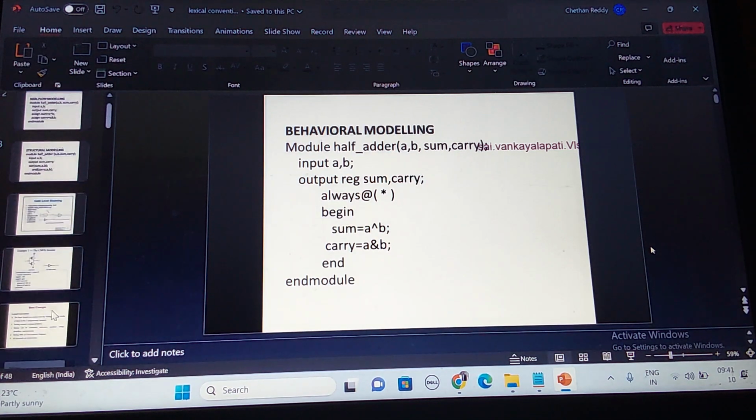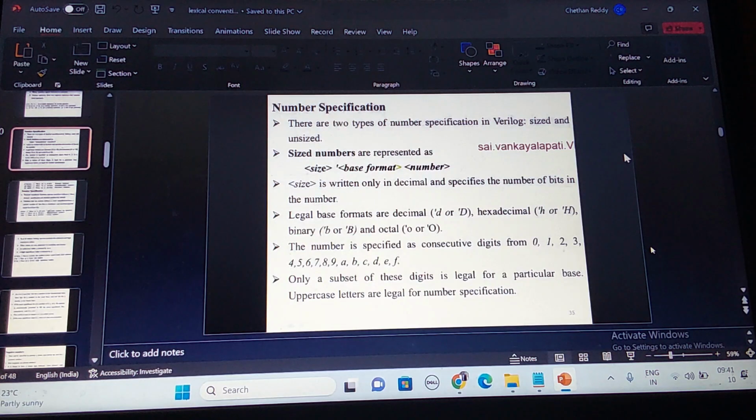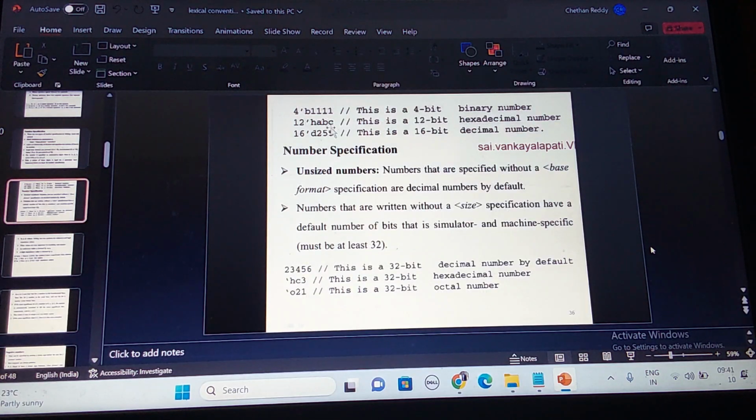We were talking about number specification. There are two ways of number specification: sized and unsized. Size number, this is the format, and this is the number representation. We did a few examples on sized numbers. Now let us continue with another number specification, the unsized specification in Verilog.